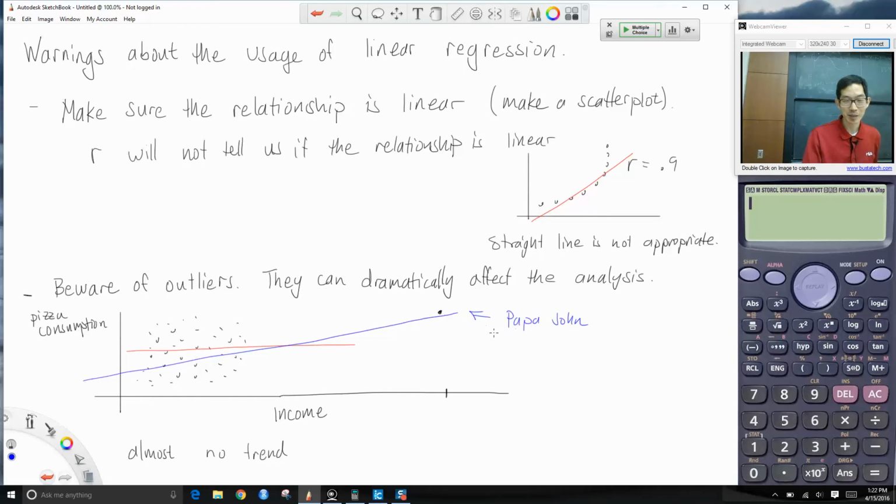And now that Papa John is here, it seems like there is a definite positive trend between income and pizza consumption.